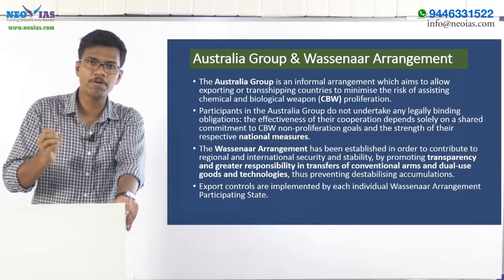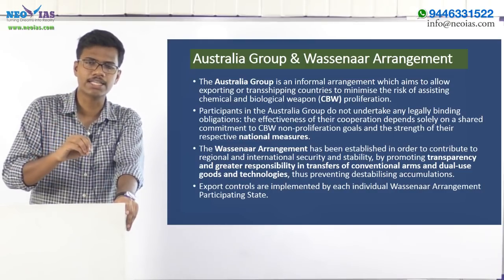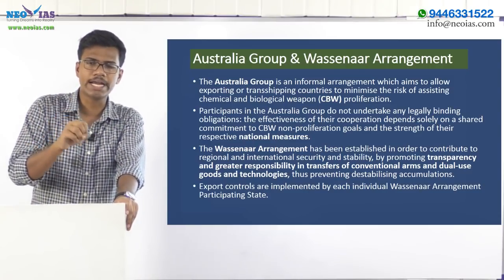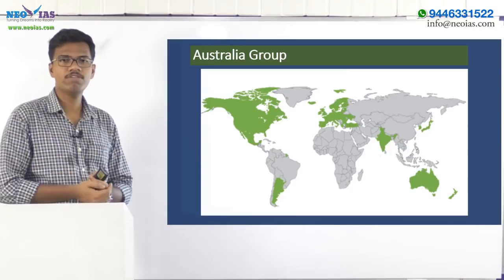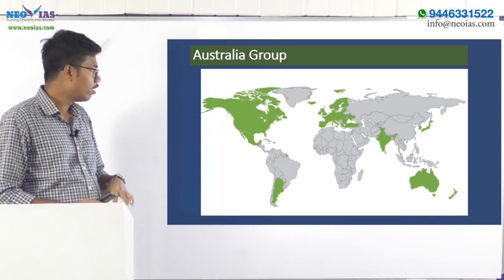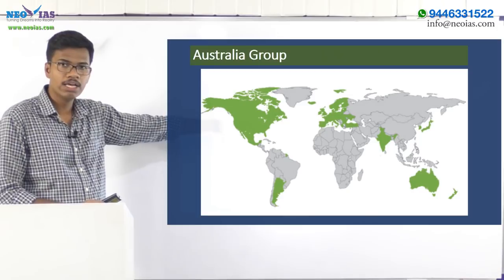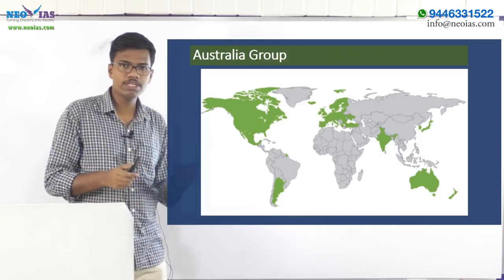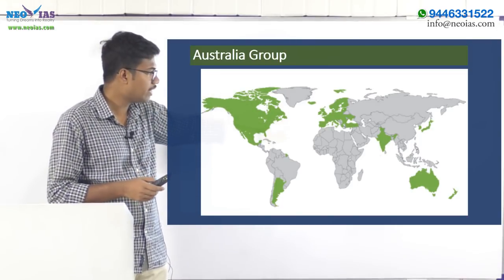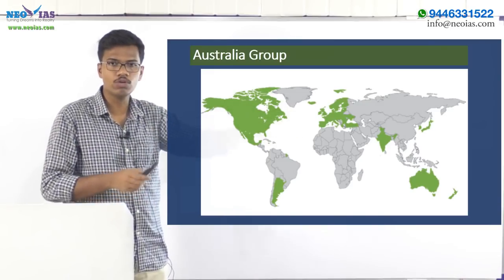Now we have a map of the members of the Wassenaar Arrangement and Australia group, and we will show you which countries are the members, so that we have an idea about them. No need to learn by heart all the members of these two different groupings. First, let us have a look at the members of the Australia group. We have several North American countries in the Australia group, then we have South America and countries like Argentina, but most of the Australia group members are mainly from Europe. Then from Asia we have India, Japan, South Korea, etc. Then we have Australia and New Zealand on the Australia group.